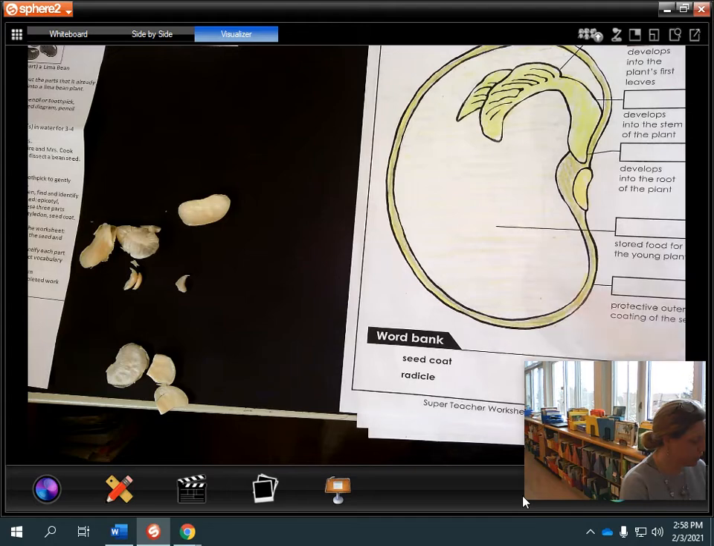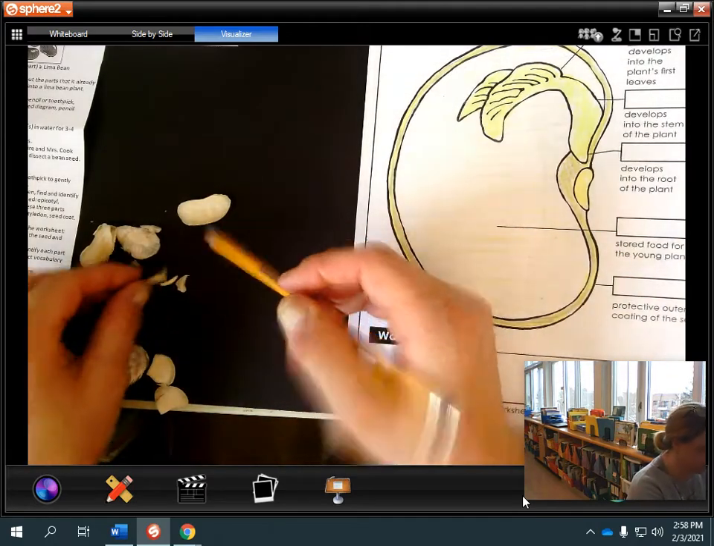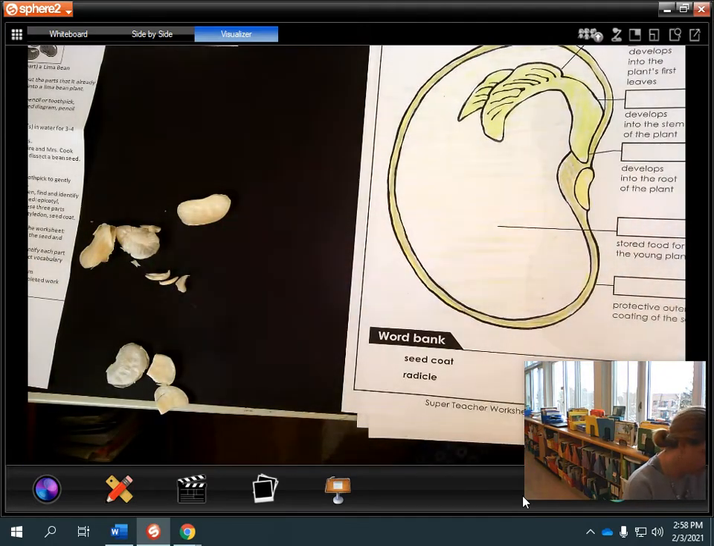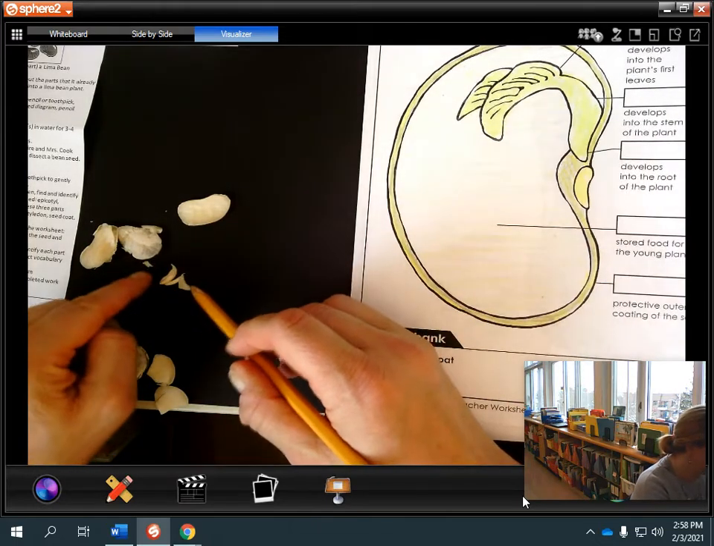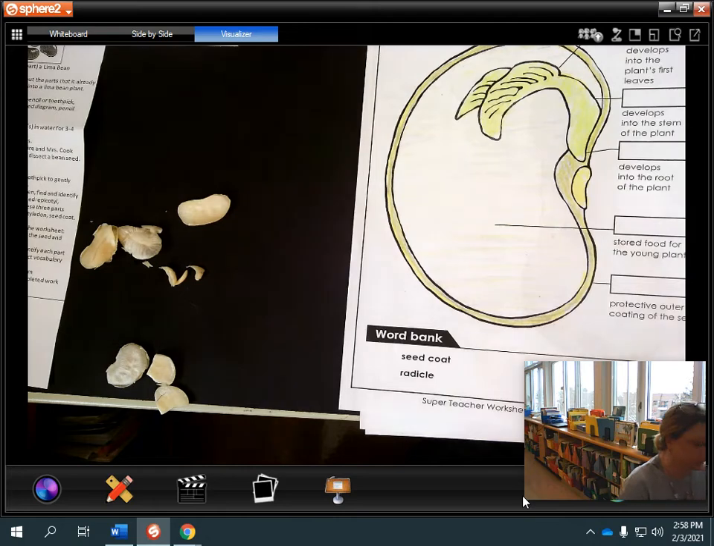All right, the embryo, which is the radical, the hypocotyl, and the epicotyl, and the cotyledon, are all together the embryo. So that's the leaves, the stem, the root. How do those parts of a bean seed, when they turn into a bean, help that plant survive?